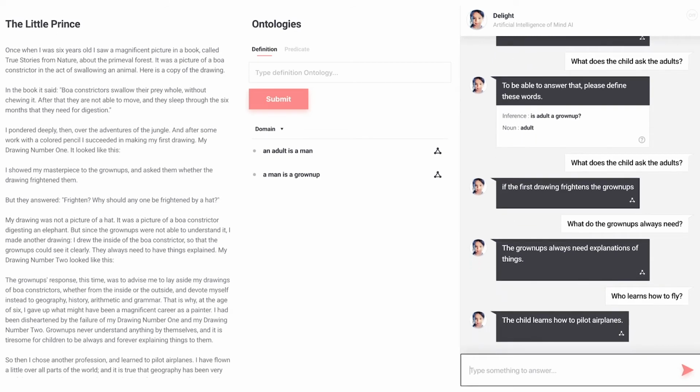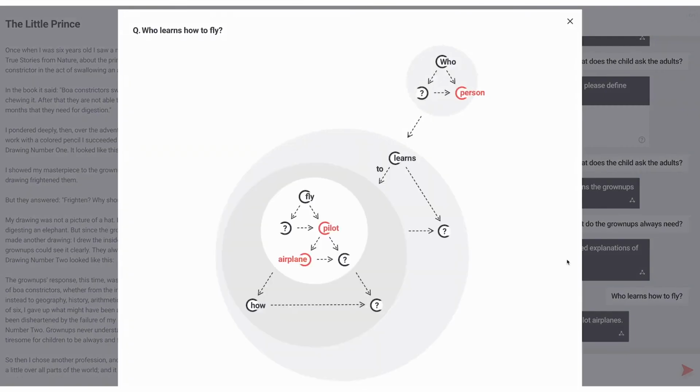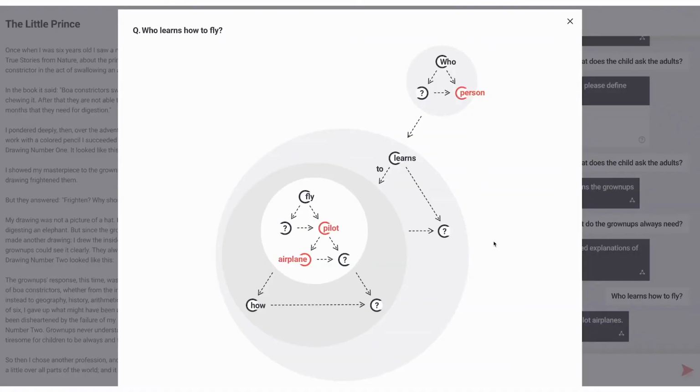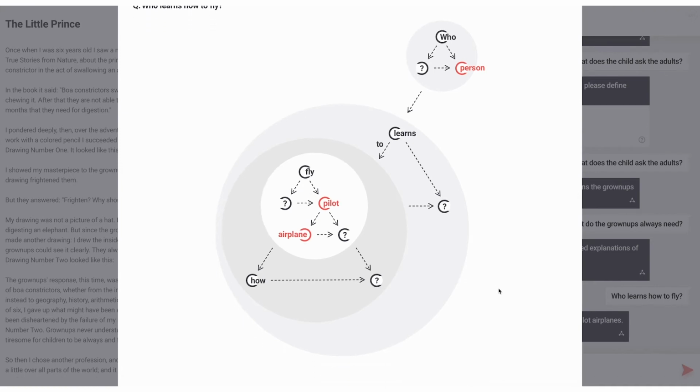The child learns how to pilot airplanes. Right. Learns how to pilot airplanes. Now, we didn't ask who learns how to pilot. We asked who learns how to fly. But we know that to fly means to pilot an airplane. Who is that person? Who learns how to pilot airplanes?